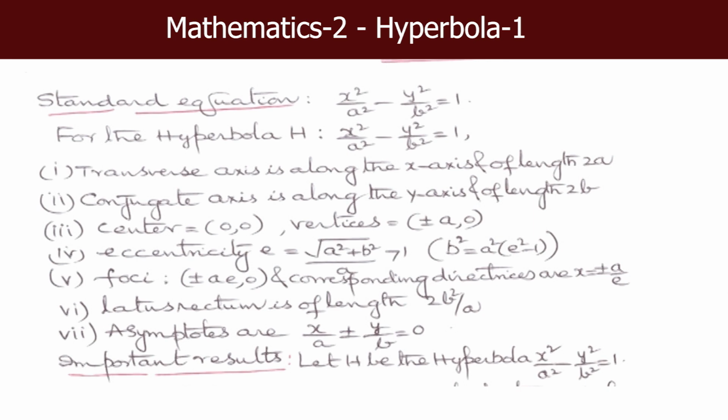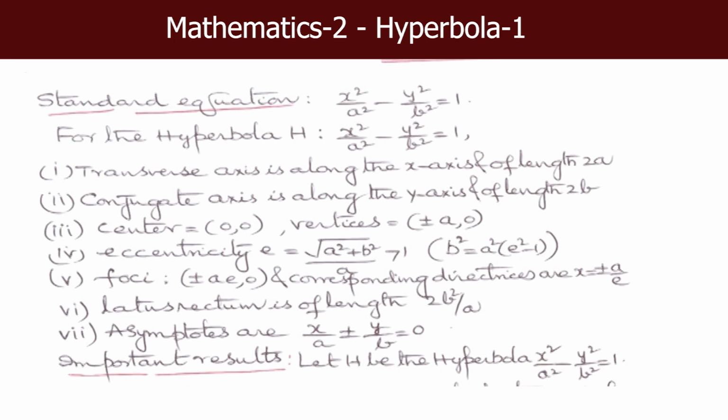For the hyperbola H, we denote this curve represented by the standard equation x square by a square minus y square by b square equal to 1 by H. The transverse axis and the conjugate axis, they are the major axis and minor axis. Here transverse axis is along the x axis and is of length 2a, and the conjugate axis is along the y axis and that is of length 2b.